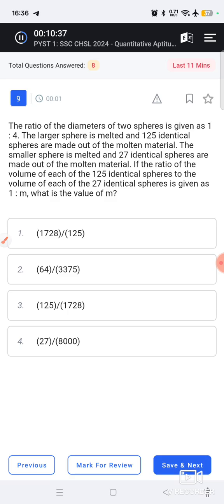The ratio of the diameters of the two spheres is given as 1 is to 4. The largest sphere is melted and made into identical spheres out of the molten material. The smaller sphere is melted and made into identical spheres out of the molten material. The ratio, okay, skip the question.